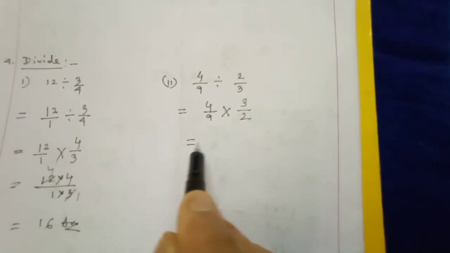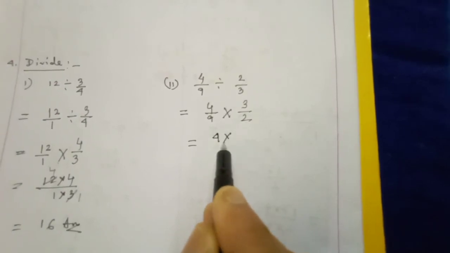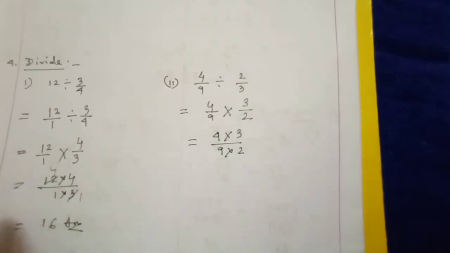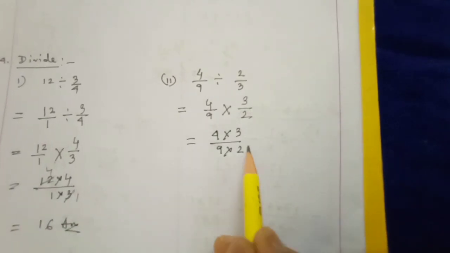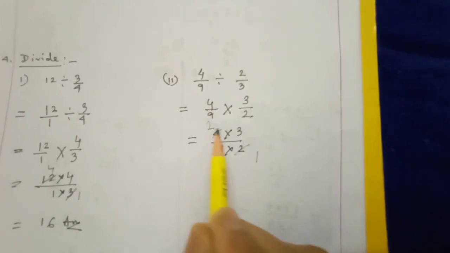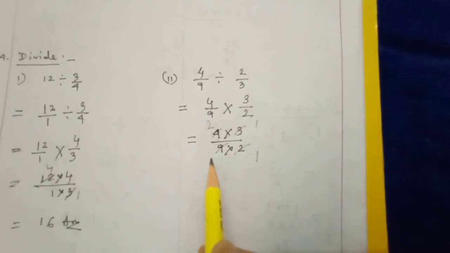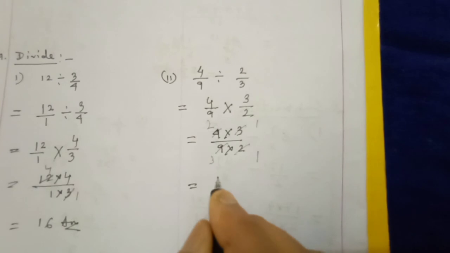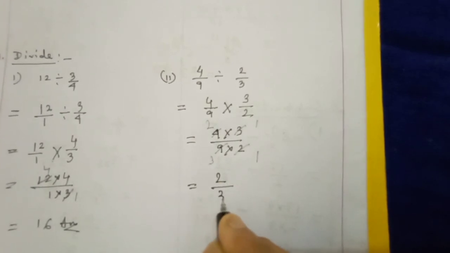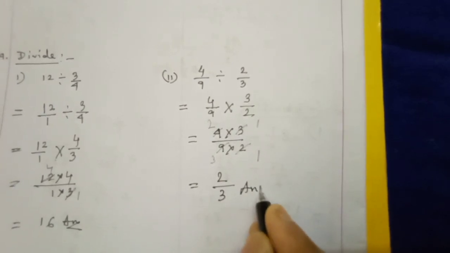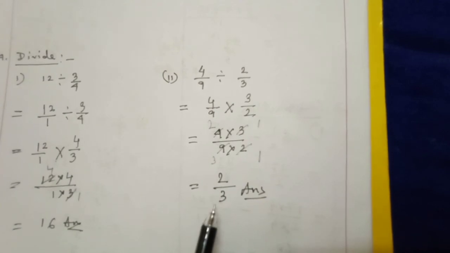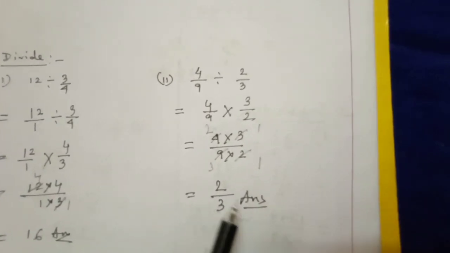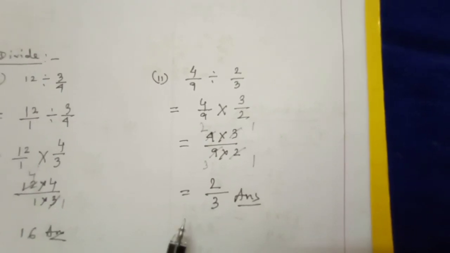Now can you multiply or can you cancel? Let's check. 4 into 3, 9 into 2. Now the cancellation you can do: 2 1s are 2, 2 2s are 4, 3 1s are 3, 3 3s are 9. The number now in the numerator is 2 and in the denominator it is 3. Because it is a proper fraction, the numerator is less than the denominator, no need to do anything, leave the sum here only.